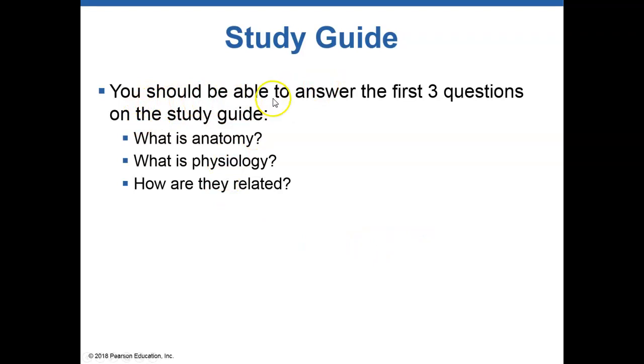So at this point, if you are following along with your study guide, which I always think people should do, because I do answer these questions, you should be able to answer the first question, what is anatomy? The second question, what is physiology? And the third question, how are those two terms related to each other?